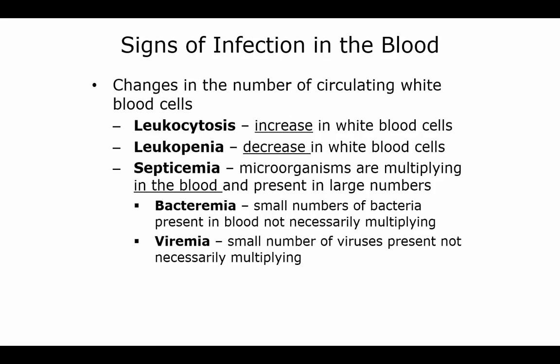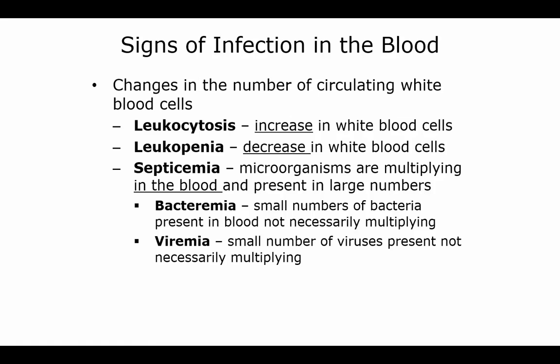If you have infections in the blood, by doing a CBC, a complete blood count, you can check to see what the erythrocytes, the red blood cells, are, but you can also check your white blood count. Leukocytosis is an increase in white blood count. Leukopenia is a decrease in white blood count.